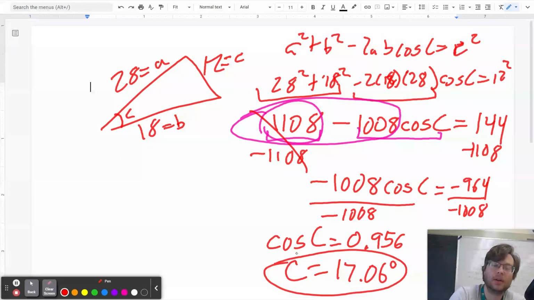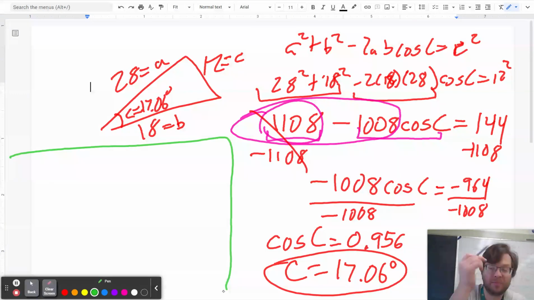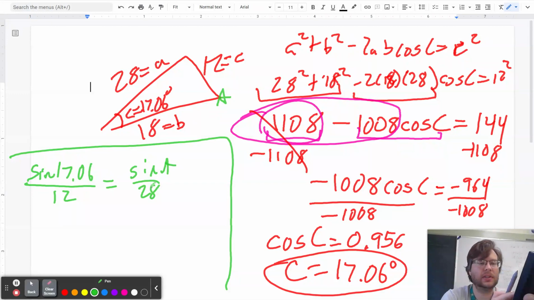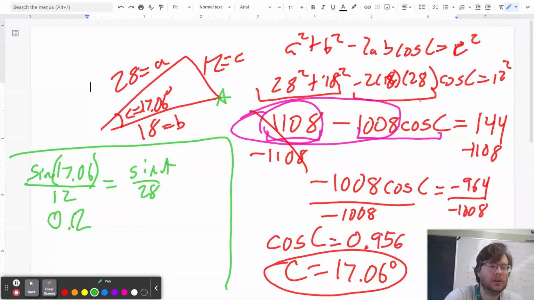Now that you've got an angle, you can use law of sines, which I think is typically a little easier than law of cosines. So just like I did on the previous example, now I can say sine of 17.06 over 12 equals sine of A over 28. So let's just type that in, sine of 17.06, close my parentheses, over 12. So I have 0.0244 equals sine A.